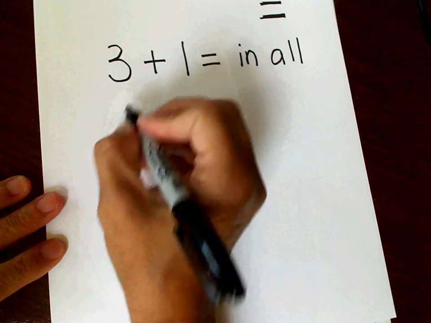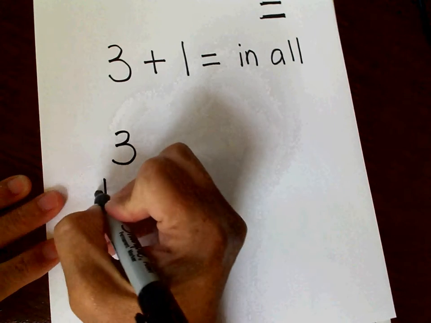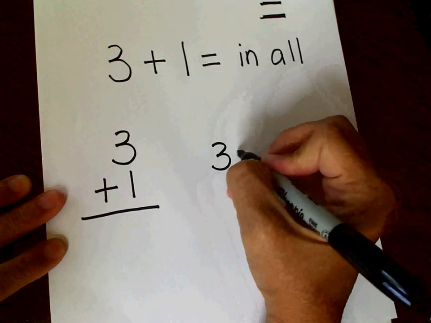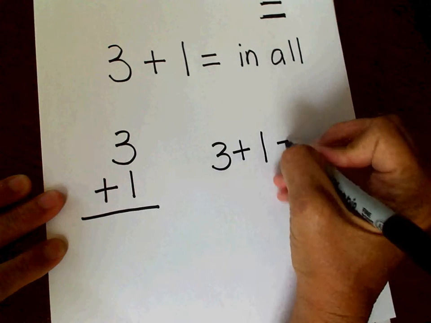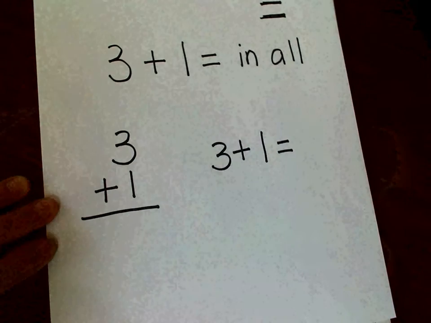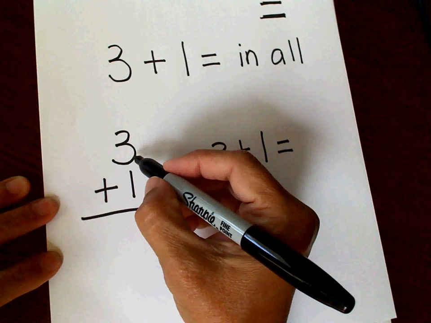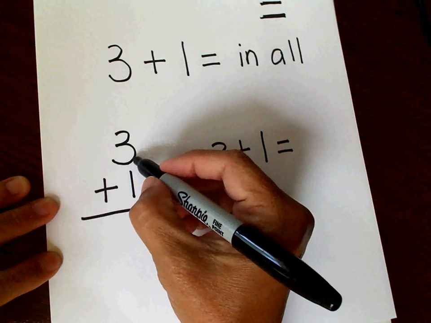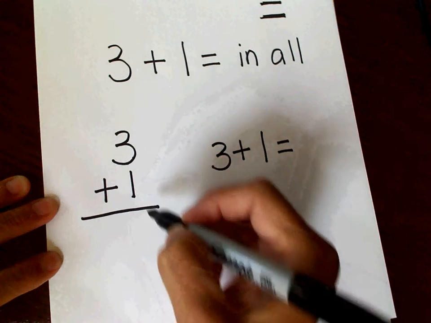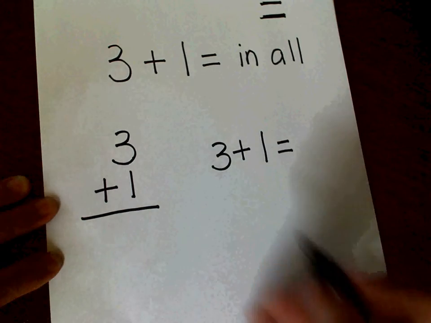Boys and girls, taking the problem above, we can write it like this, or we can leave it in its original form like this. These two problems ask us the same thing. To read this sentence, it says, if you have 3 objects and you add 1 more, how many do you have in all? Boys and girls, how did we figure this out?